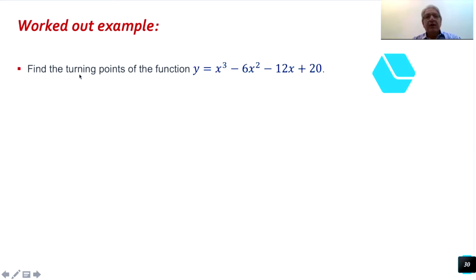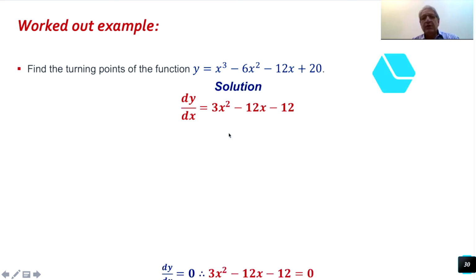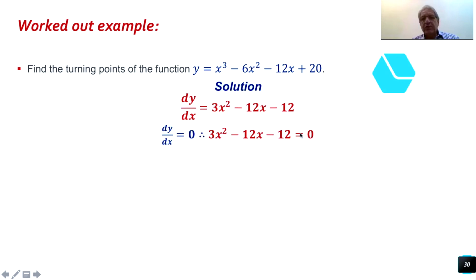Now, find the turning points of the function so and so. Therefore, first we need to find dy by dx. dy by dx is very simple to find. You know that 3x squared minus 12x minus 12. Now put this equal to 0. Therefore, now you have a quadratic equation to solve. It is easy. You can easily solve this equation. x equal to -1 and x equal to 4.